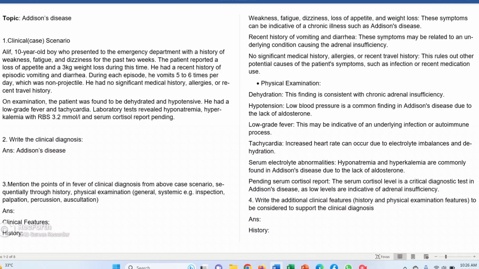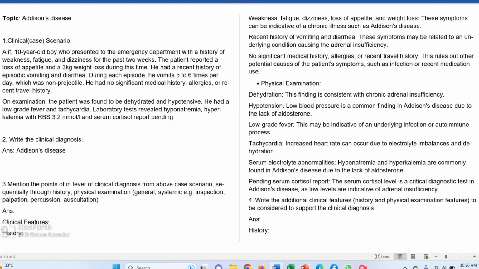On examination, the patient was found to be dehydrated and hypotensive. He had a low-grade fever and tachycardia. Laboratory tests reveal hyponatremia, hyperkalemia, with random blood sugar 3.2 millimole per liter, and the serum cortisol report was pending. So at this point, what is your clinical diagnosis? It will be a case of Addison disease.